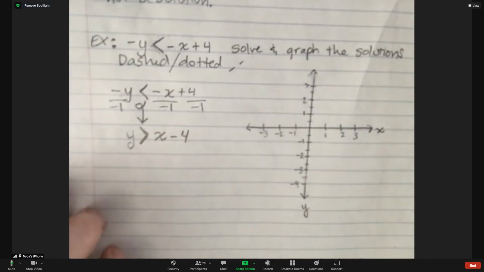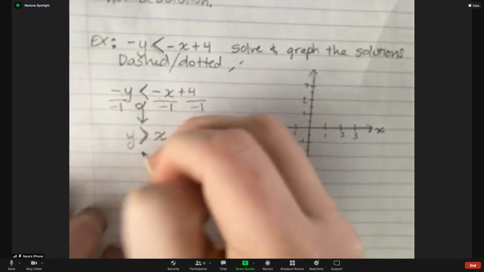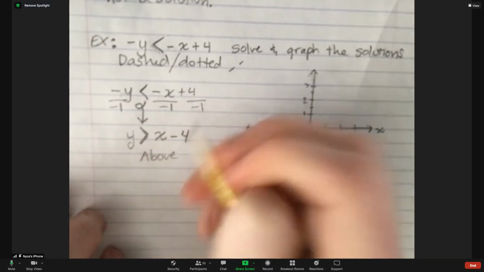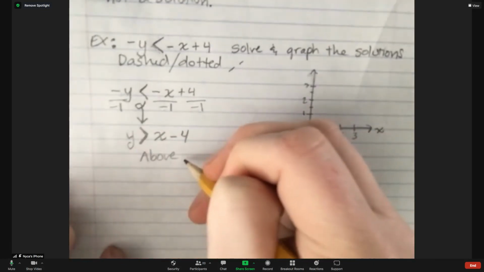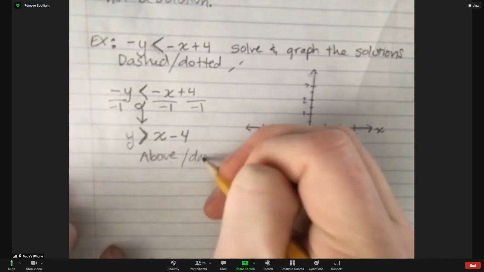Now I'm done. So now I know that I'm going to be shading above. And the reason I know that is because it says y is greater. So this is going to be shading above, and it's going to be a dashed line.